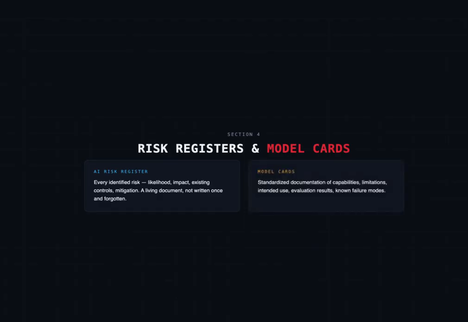The model card is a standardized document of what a model can actually do. Capabilities, limitations, intended use cases, evaluation results, known failure modes. This is the transparency piece. It's what lets someone make an informed deployment decision instead of just trusting the vendor's marketing.